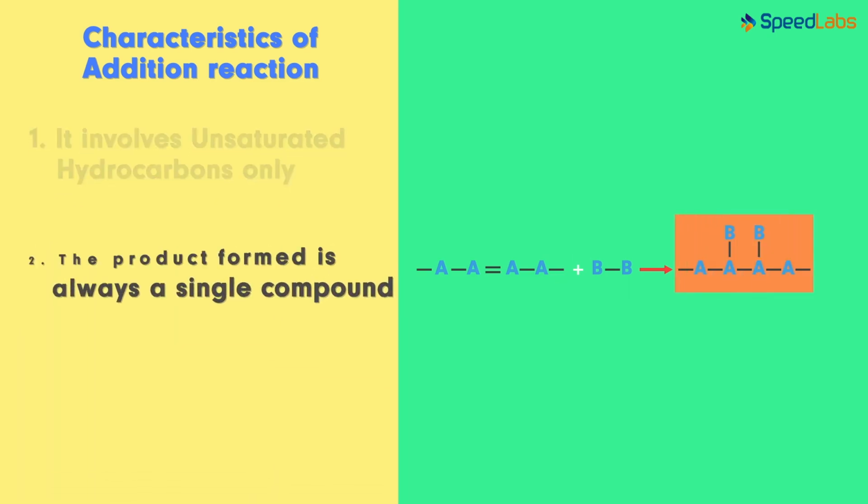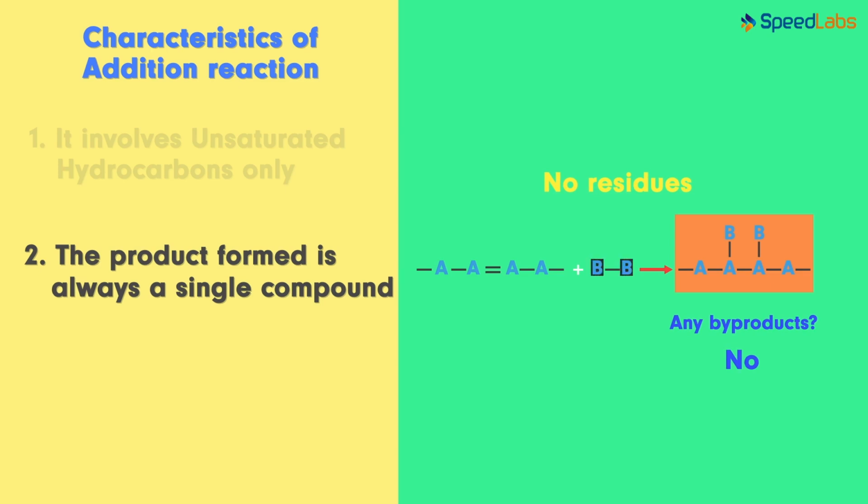Now let's move on to the product side. The product formed is always a single compound. That means there are no residues formed in addition reaction. Can we notice any byproduct in this reaction? No, we can't. That is how addition reactions are. They always have atoms getting added to the parent chain and leave no residues behind.